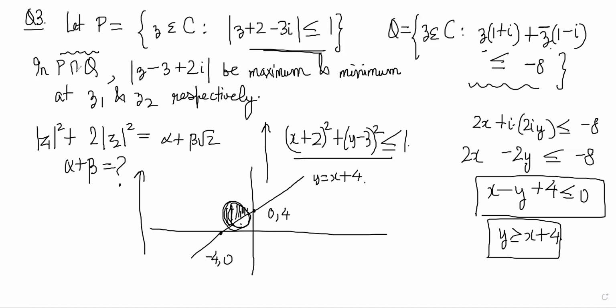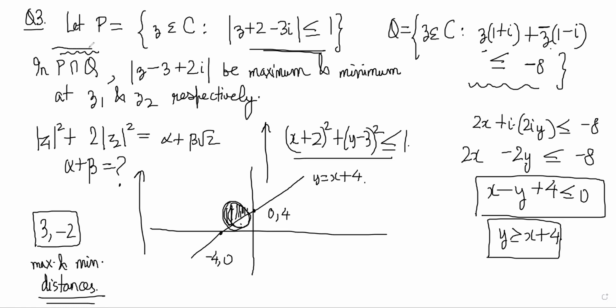And in P intersection Q, now you have to find the maximum and minimum distances from the point (3, -2). Sir, the leftmost intersection point with the line should be directly below the center. No, the diagram is not accurate. I don't care. We have to find the maximum and minimum distances of points lying in our P intersection Q region from here, right? Yes sir.